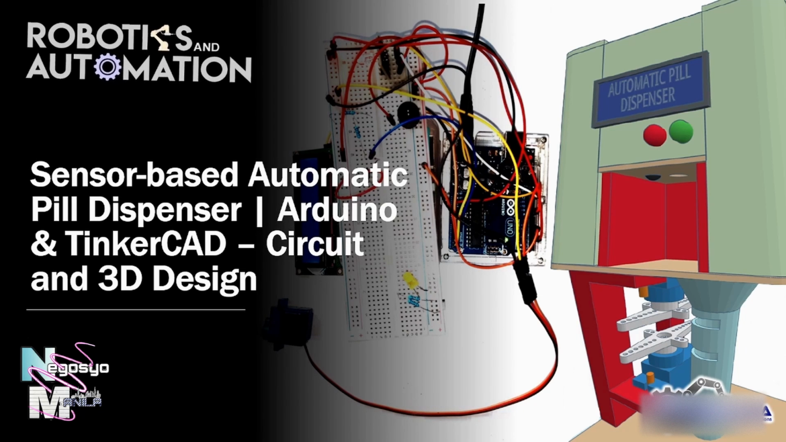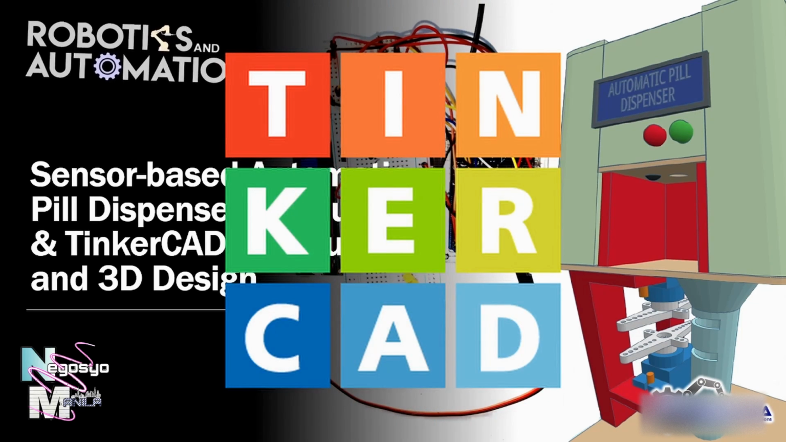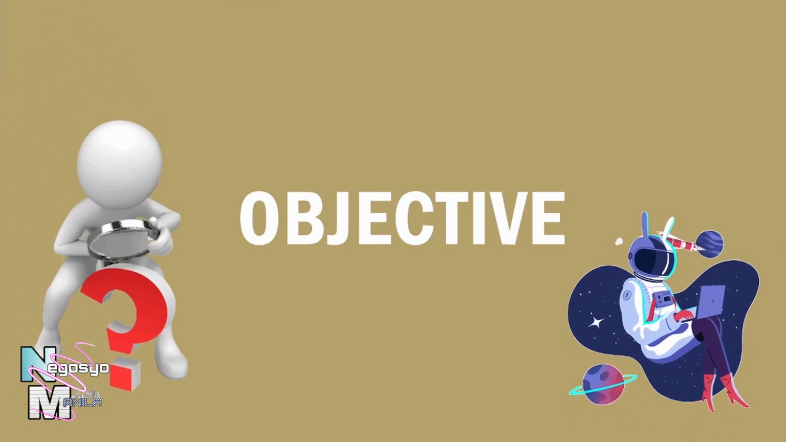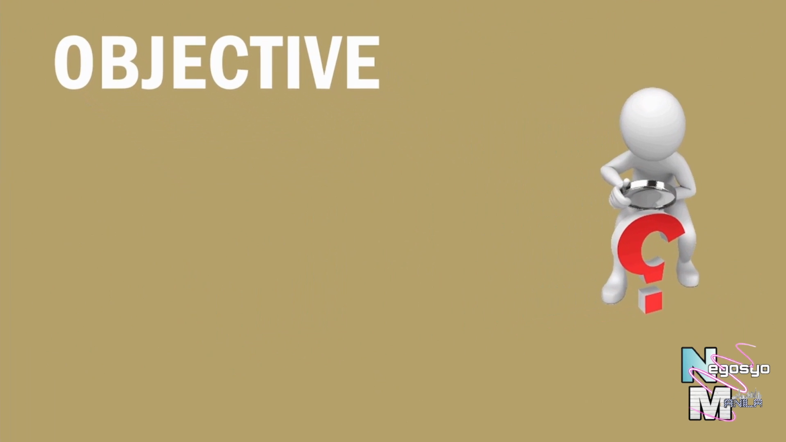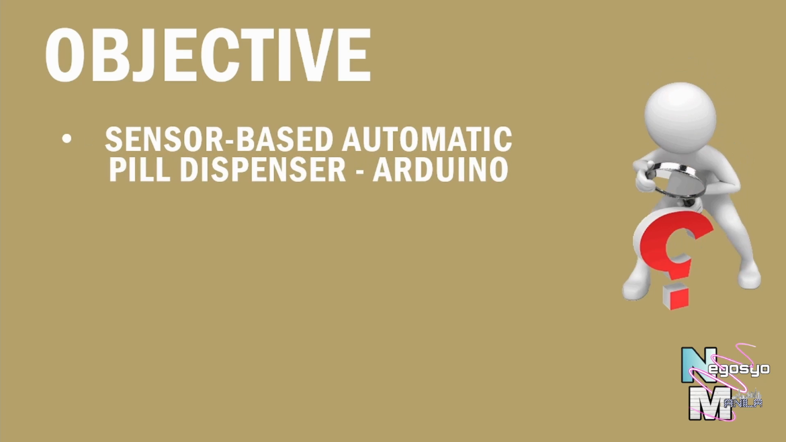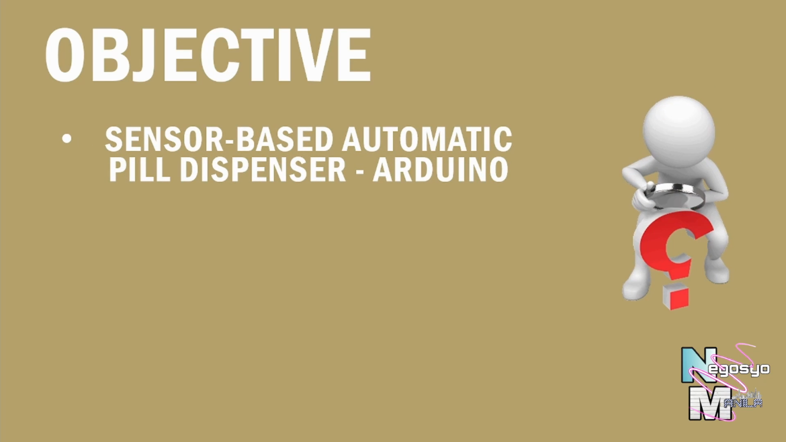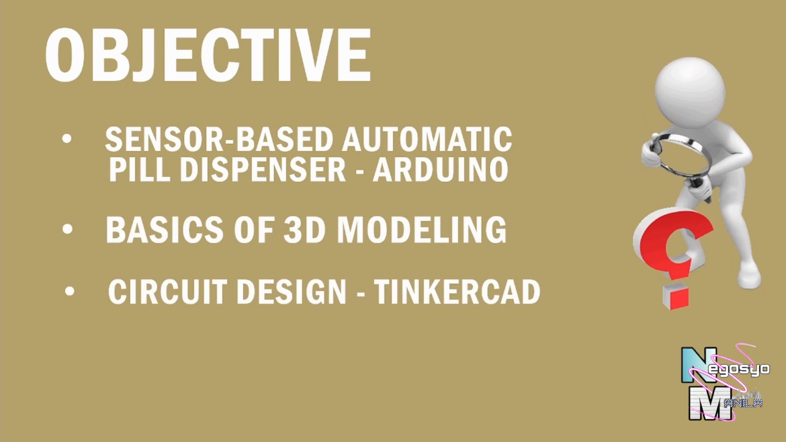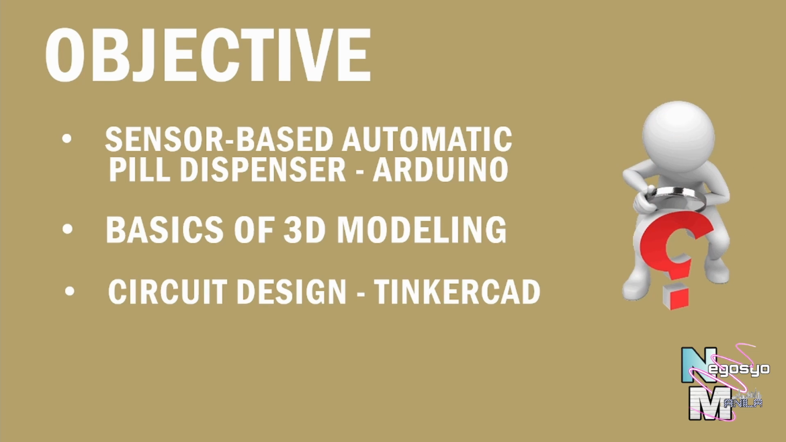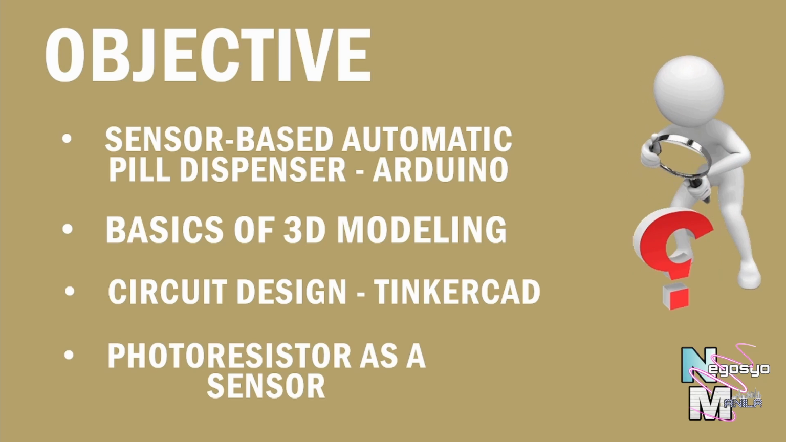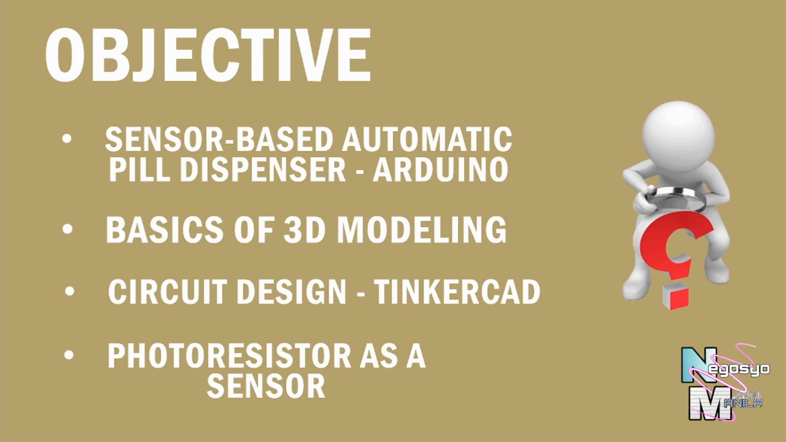Let me introduce to you another Arduino project named Sensor-based automatic pill dispenser designed using TinkerCAD. What makes it so different? Let's have a look. The main goal of this project is simple but fantastic. The first one is to use Arduino to create a sensor-based automatic pill dispenser. The second is to learn the fundamentals of TinkerCAD 3D modeling and circuit design. Finally, we'll show how we'll employ photoresistors as a substitute for IR and PIR sensors.